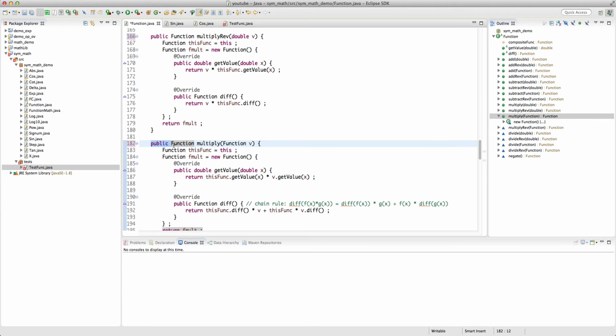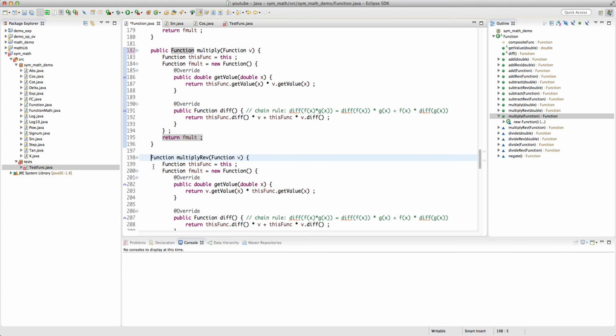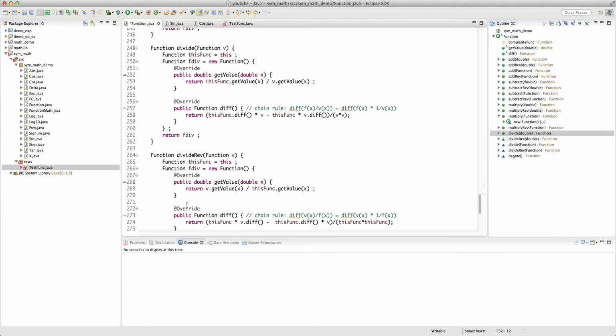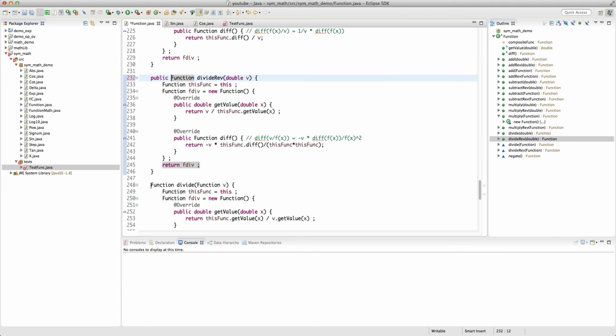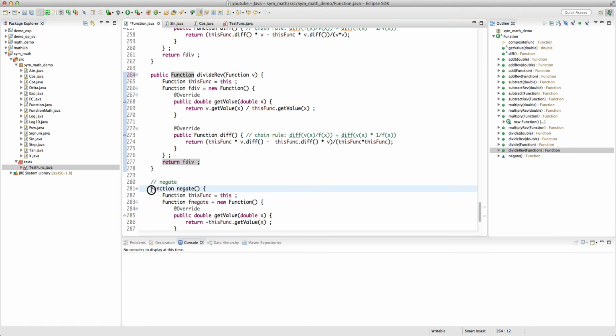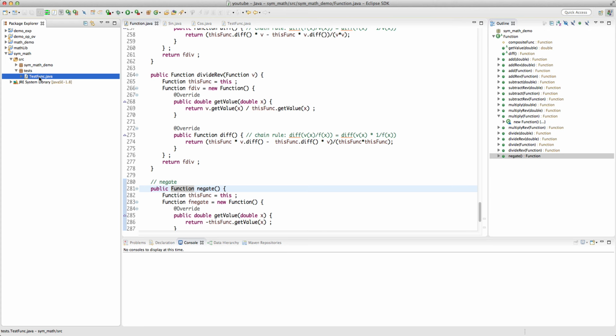Maybe let's just copy this and public, public, public, public, divide, and public negate. Okay, now yeah, our test function is not complaining.